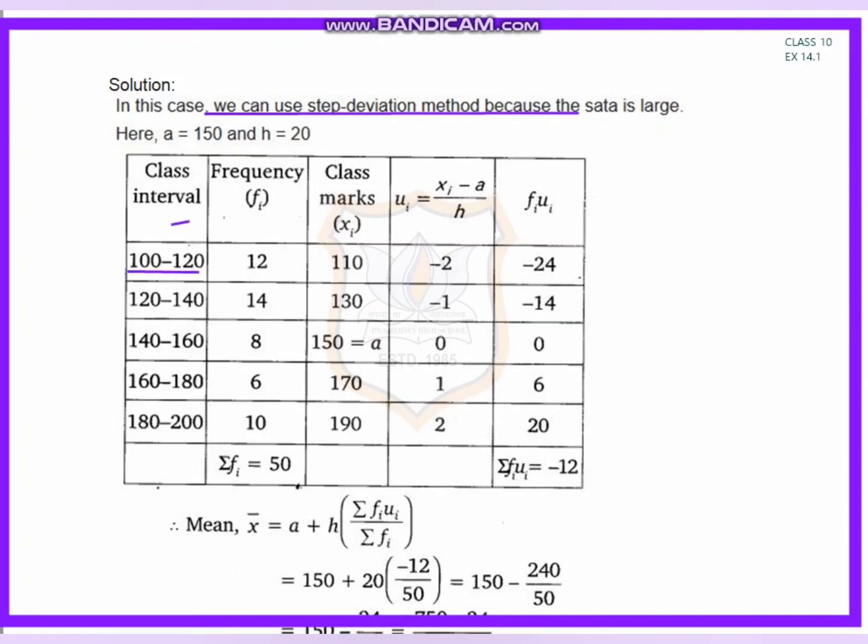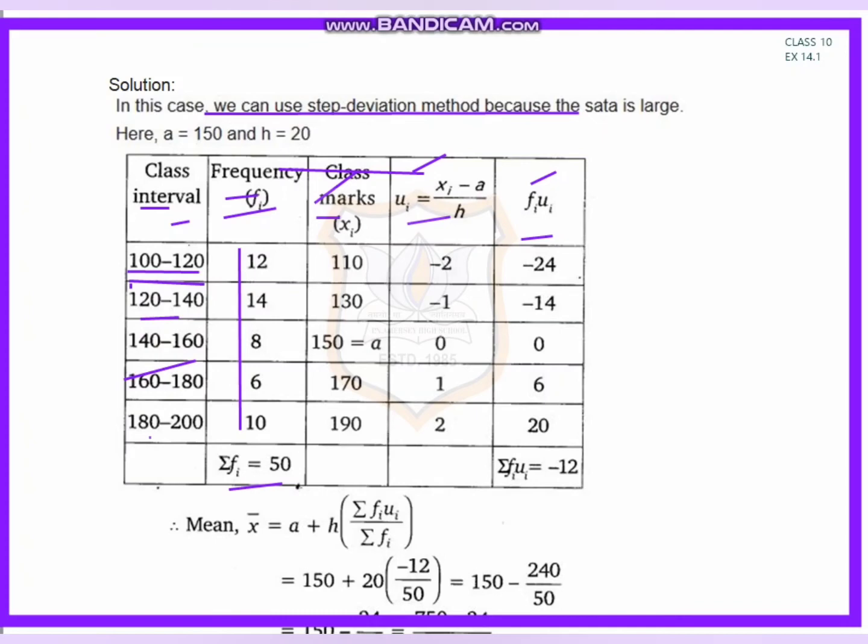Here I have to make 5 columns first. The first column is class interval, the second column is frequency, the third column is mid value, the fourth column is ui, and we have to multiply fi and ui, meaning frequency multiplied with ui, and we get the last column fi ui. The first class interval is the same as given, and fi frequency is given, the total is 50.